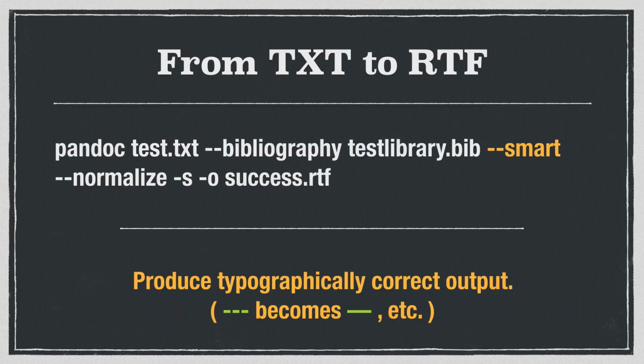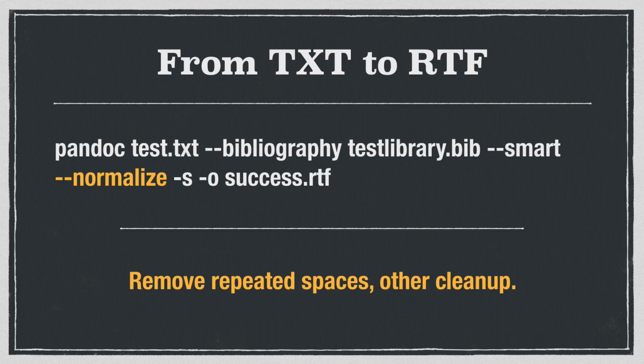So after bibliography, we have dash dash smart. And this is simply telling Pandoc to produce typographically correct output. So for example, when you have dash dash dash, when it's rendered in rich text, it will be a proper M dash. Or if I had three periods, it would be rendered as a proper ellipsis. Actually, dash dash normalize, which comes next, also helps with the formatting. So it will remove any repeated spaces, and it'll also do some other things to clean up the document.